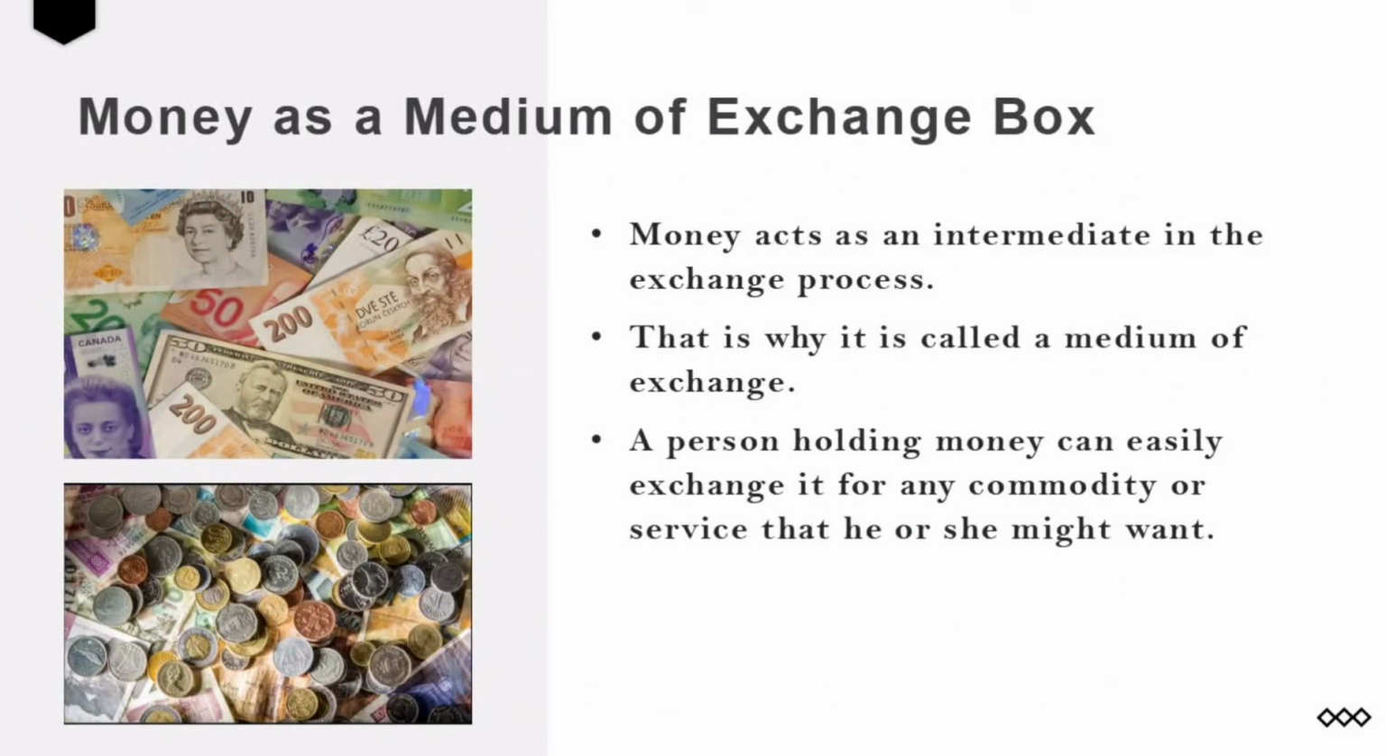Next point is money as a medium of exchange. Money acts as an intermediate in the exchange process. That is why it is called a medium of exchange. In the exam, the question may be: why is money known as a medium of exchange? The answer is, money acts as an intermediate in the exchange process. That's why it is called a medium of exchange. A person can easily buy or sell anything using money as he or she wants.